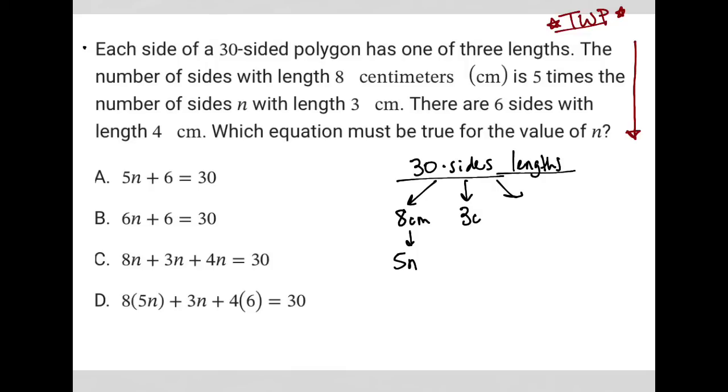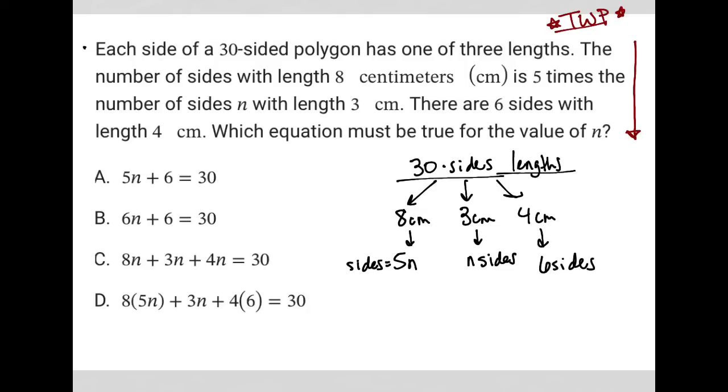There are 6 sides with length 4 centimeters. So 4 centimeters, there are 6 sides. Which equation must be true for the value of n? Okay, so length 3 centimeters, I think there's n sides. But for 8 centimeters, the number of sides is equal to 5n, I think, right? Yeah, I think it's just 5n.